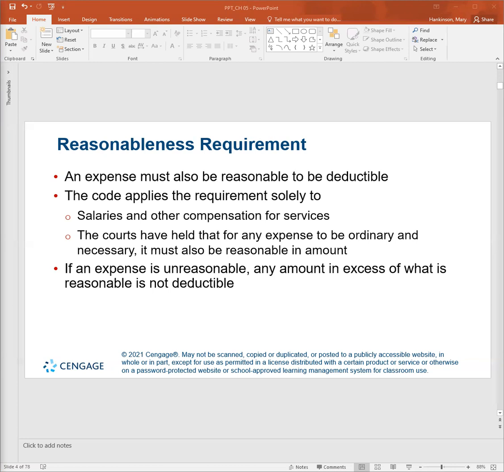An expense must also be reasonable to be deductible. So although the code applies the reasonableness requirement solely to salaries and other compensation for services, the courts have held that for many expenses to be ordinary and necessary, they must also be reasonable in amount. So if an expense is unreasonable, any amount in excess of what is reasonable is not deductible.